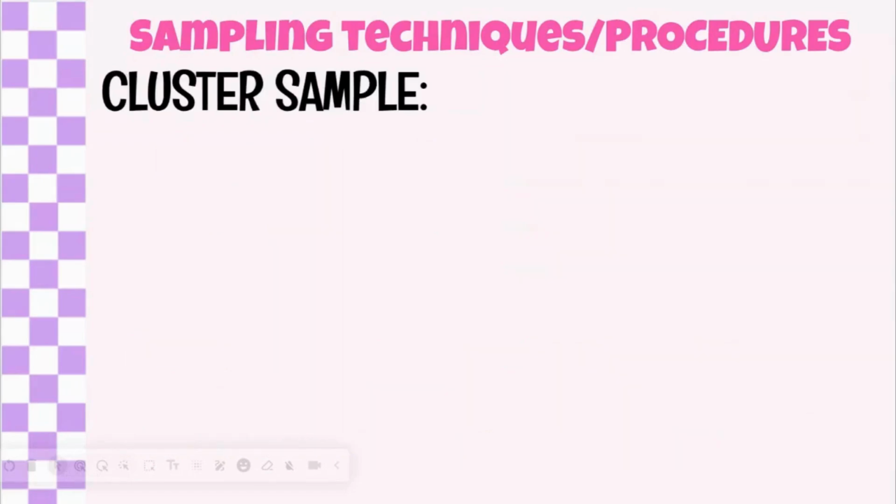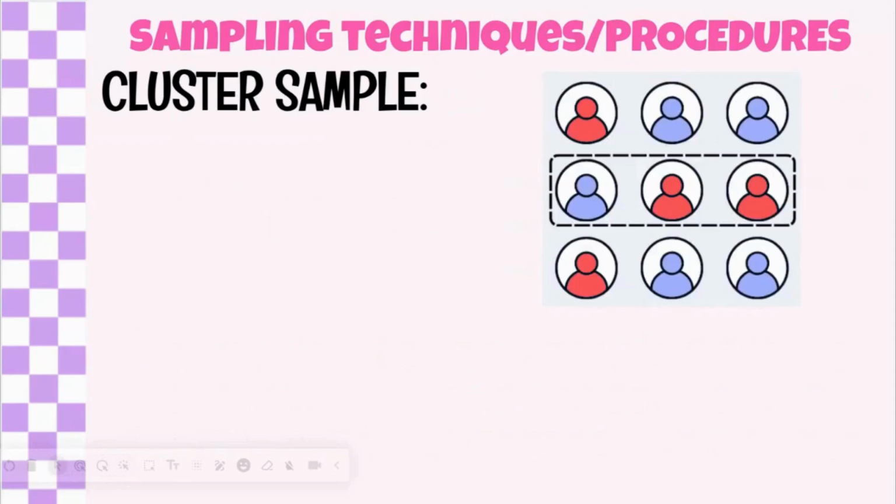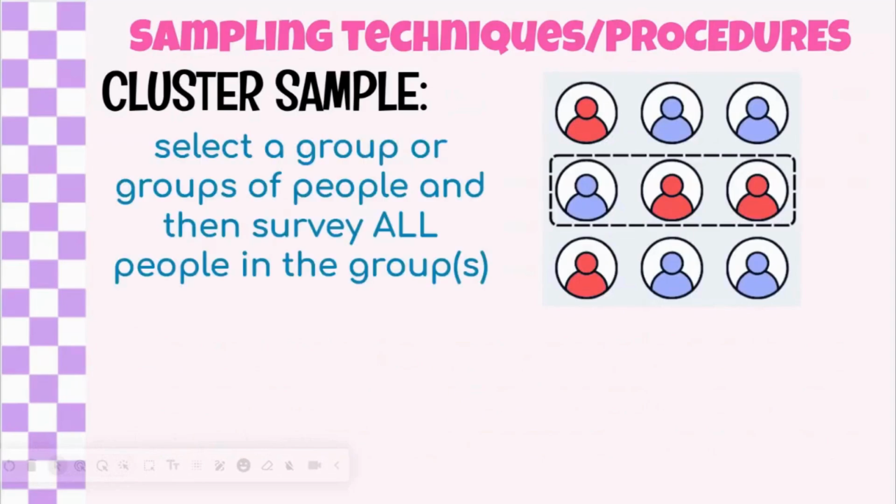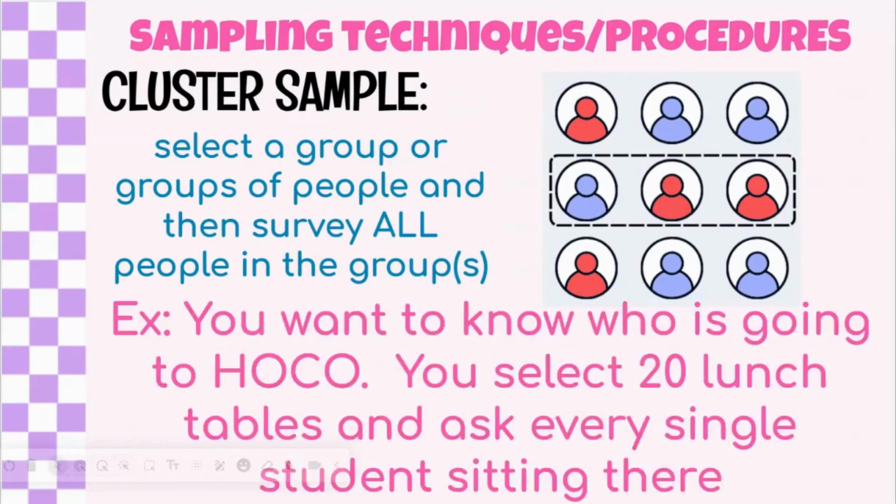The last two are very, very similar. The first one is called a cluster sample. A cluster is just a little group of people. So you're going to select a group of people, and then you're going to survey all of the people in that group that you select. So for example, you want to know who's going to homecoming. You select 20 lunch tables, and then you ask every single student who is sitting there, yes or no, are you going to the homecoming dance or the homecoming game?